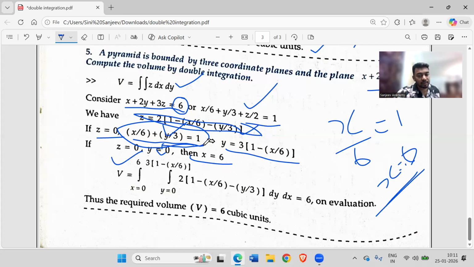Y value I got what? 0 to 3 into 1 minus x by 6. What is the z value? You got this thing, right? 2 into 1 minus whatever it is from this. From this equation, the z value. You can take everything outside.